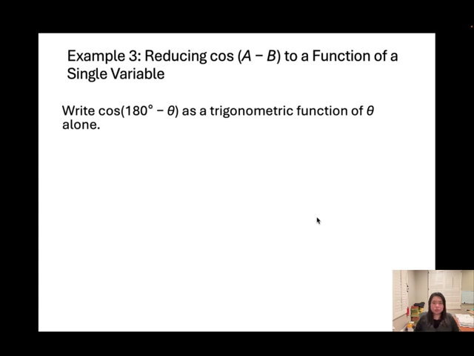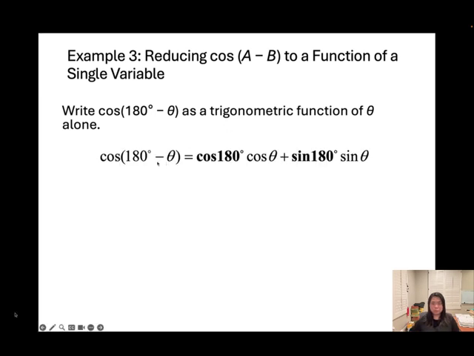Let's try example 3. Write cosine of 180 degrees minus theta as a trigonometric function of theta alone. So we're going to apply the identity: cosine A cosine B plus sine A sine B. And then we know cosine 180 is going to be negative 1, and sine 180 will be 0. So that's going to be equal to negative cosine theta.